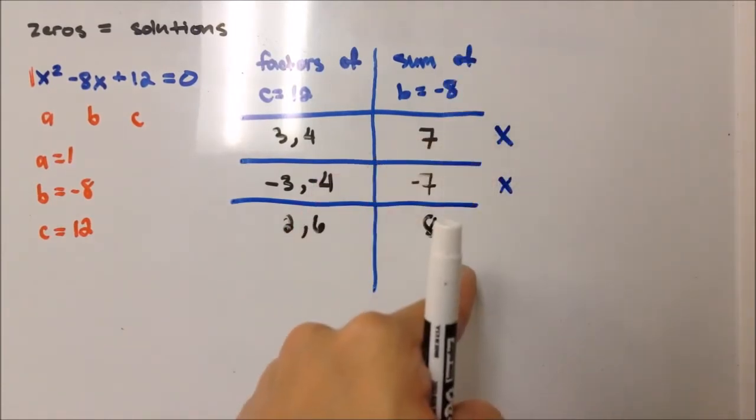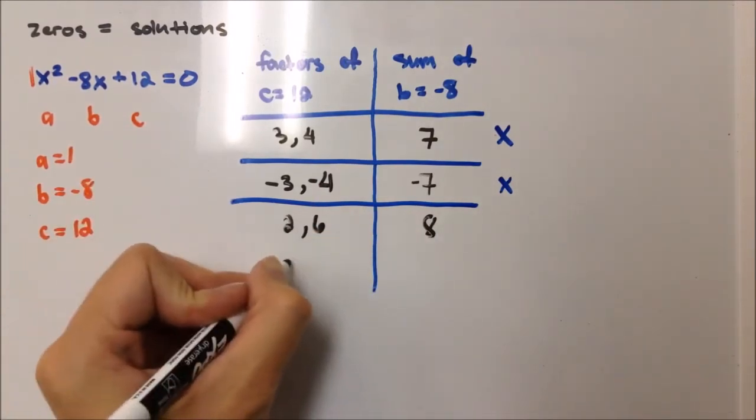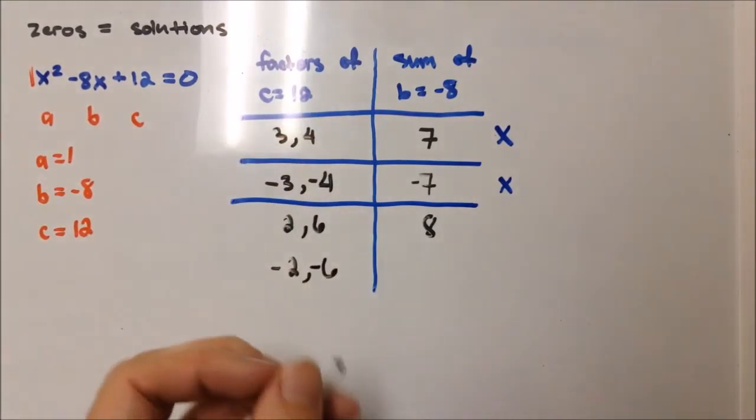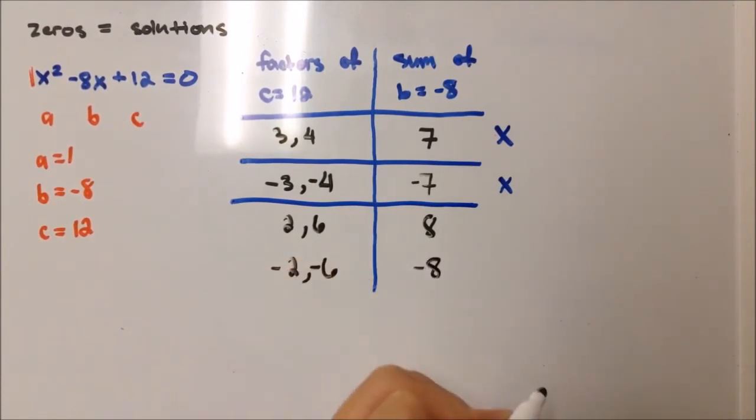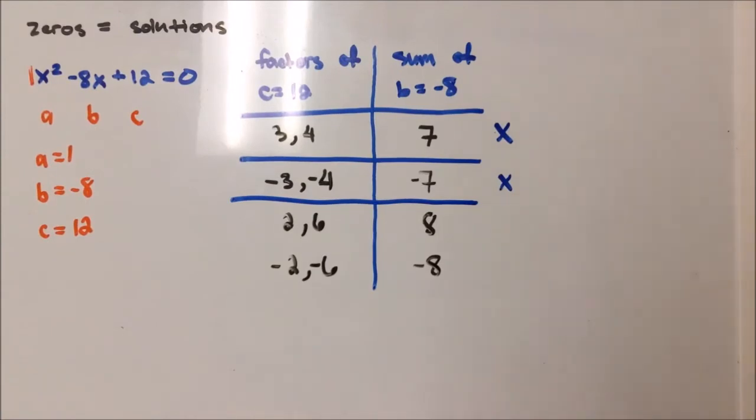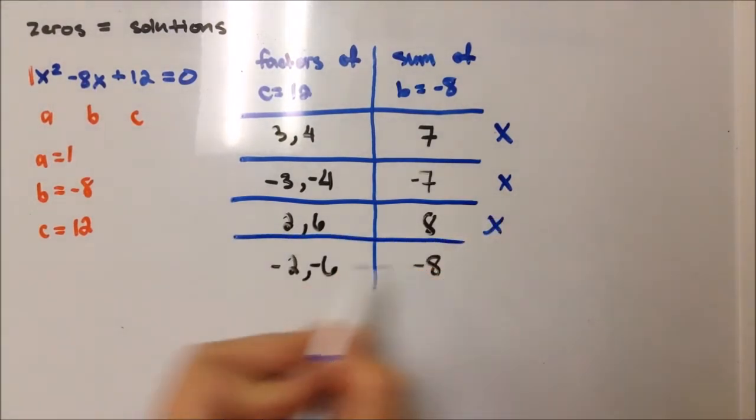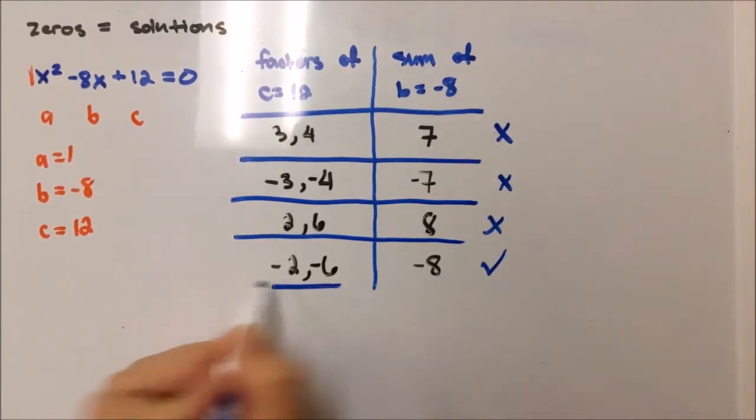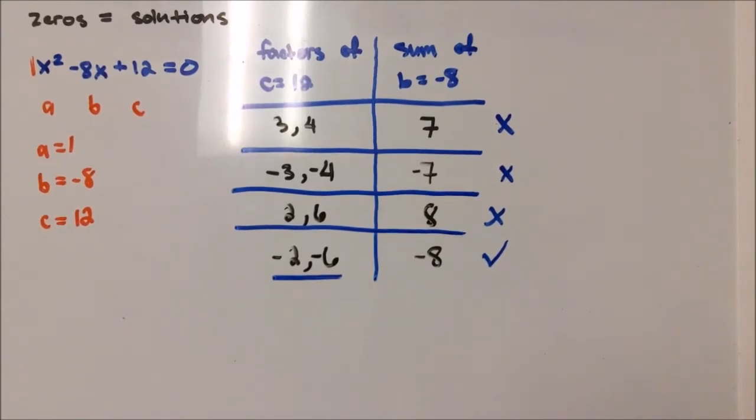It's close, so we're not going to use that, but what happens if we use -2 and -6? So -2 times -6 is +12. Combining the two factors, it does equal -8. So we're not going to use +2 and +6. We're just going to use -2 and -6. So once we identify the correct factors, we're going to write in factor form.